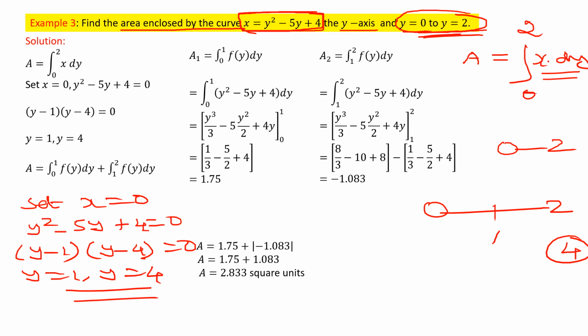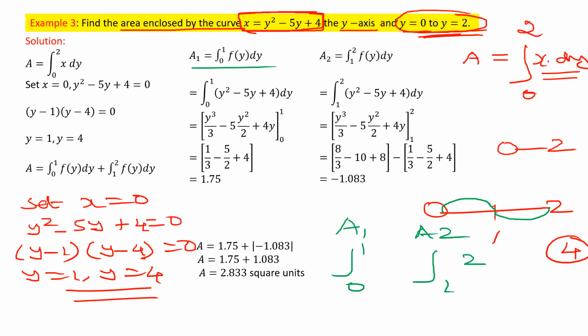So we have to consider only this region. But this region we have to split into two parts, starting from 0 to 1 and starting from 1 to 2. So we are going to calculate two areas of the region, A1 and A2. A1 starting from 0 to 1, A2 starting from 1 to 2.